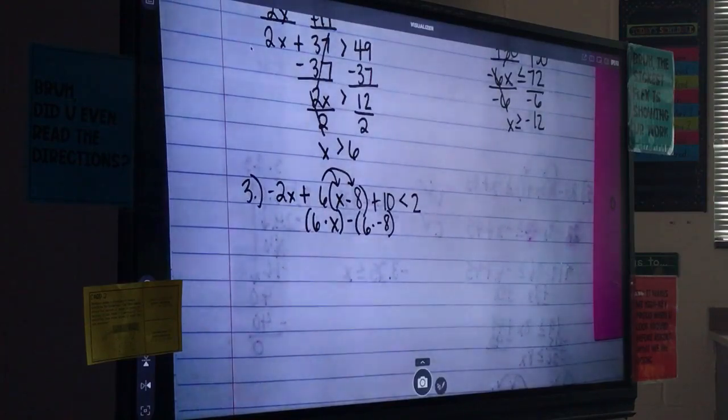So, you're gonna distribute your 6 first. So draw your arrow. It tells you the steps to do right here, so you gotta follow them.